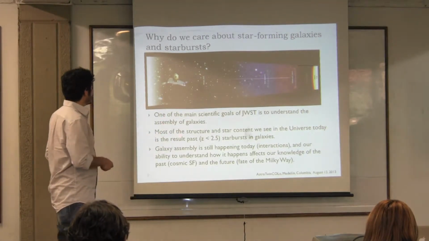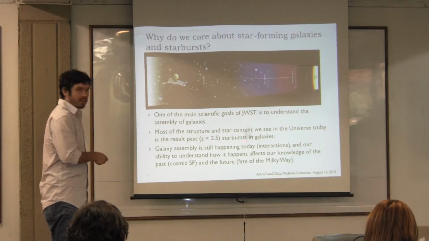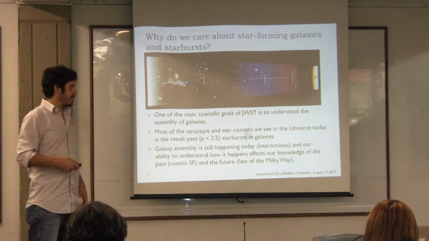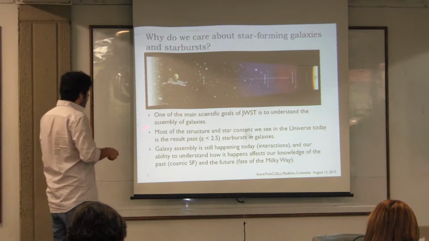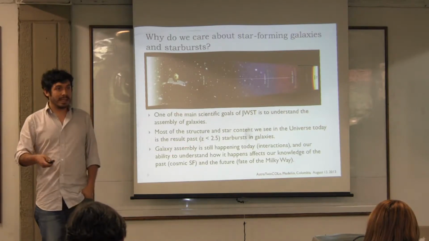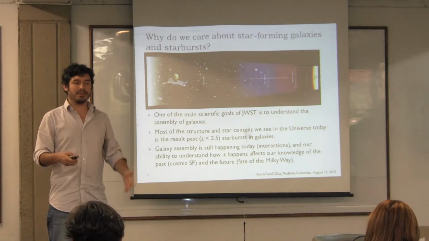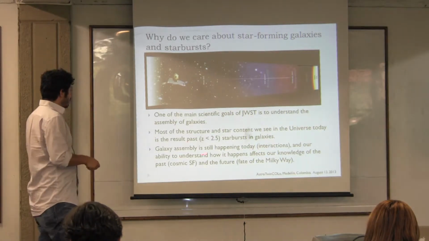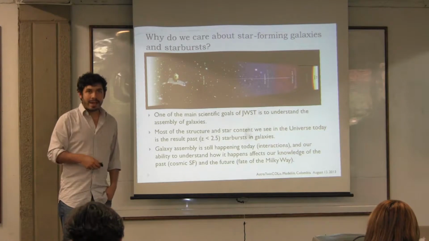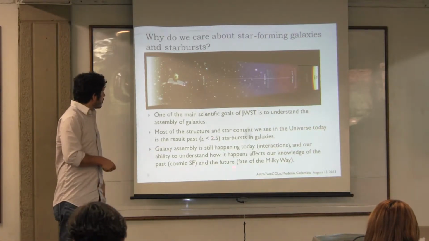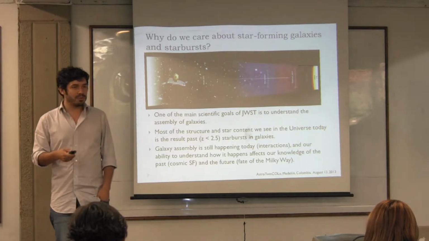So it's very important to understand how the star content of the present universe formed by evolution of galaxies colliding, etc., etc. But more importantly, galaxy assembly is still happening today. We still see that galaxies are interacting and forming new types of systems. And so by studying it, we're not only looking at the past and how those galaxies came together to form what we see today, but also we can tell a little bit about the future.